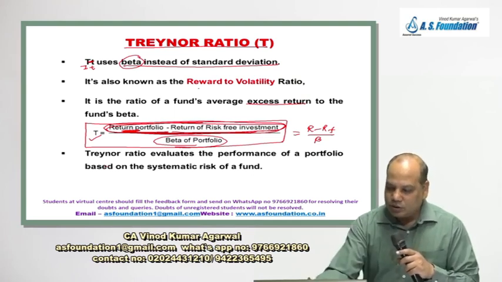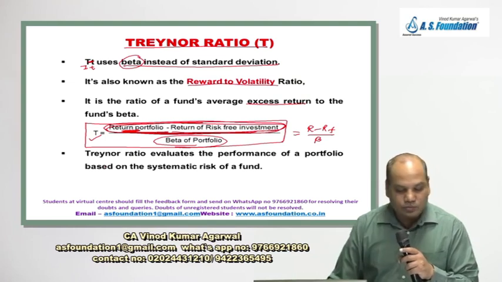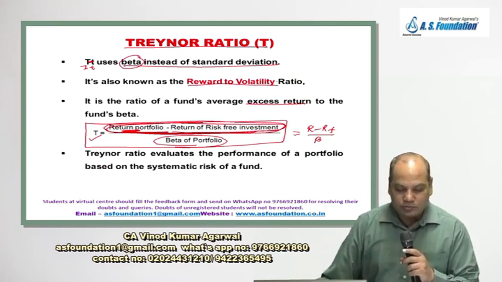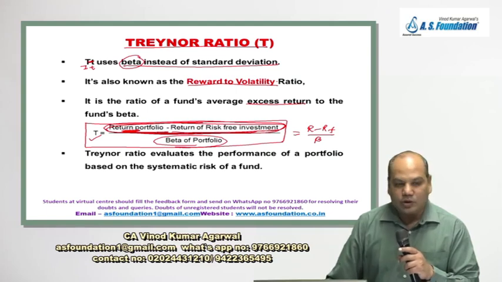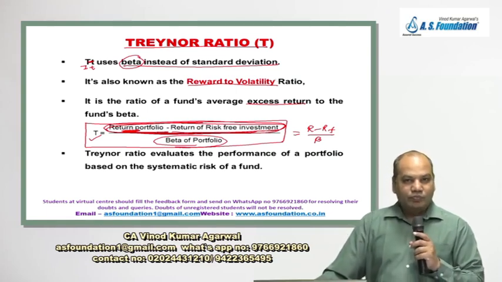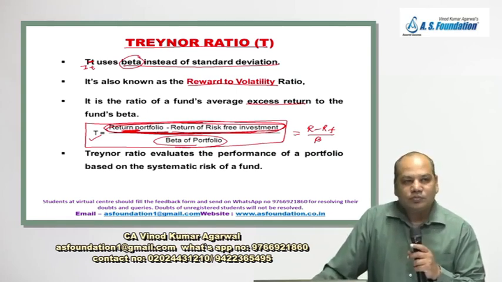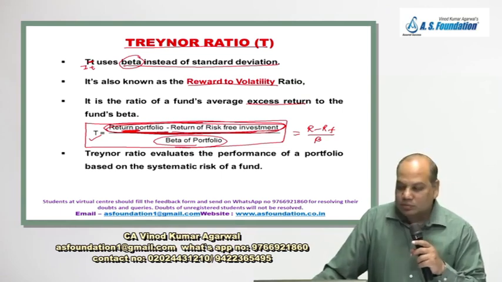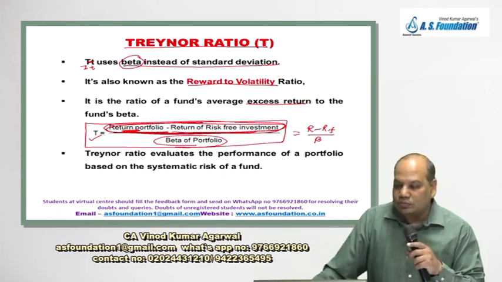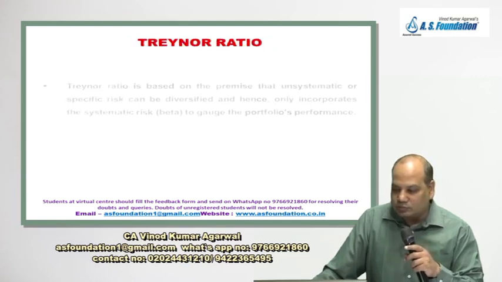Okay. Now underline, it is also called reward to volatility ratio. Sharpe ratio is called reward to variability ratio. And this is called reward to volatility ratio.